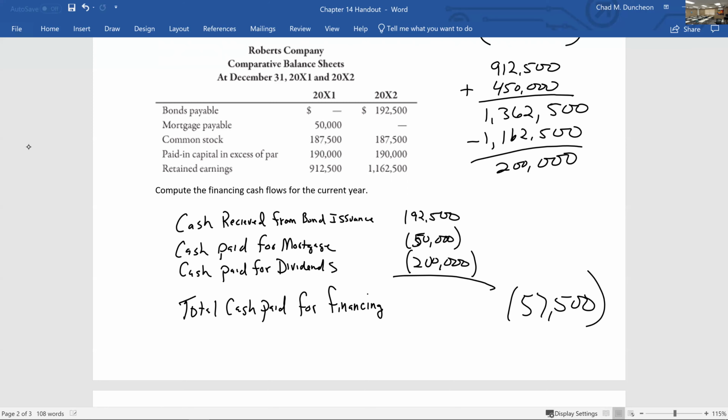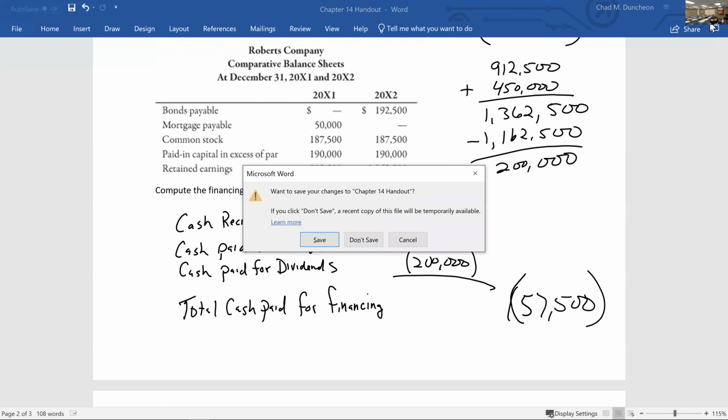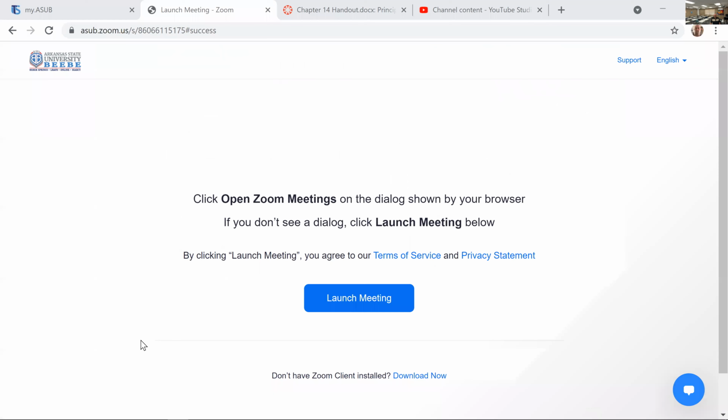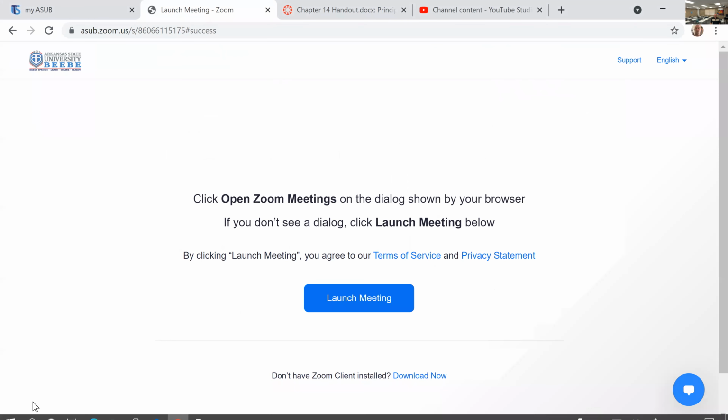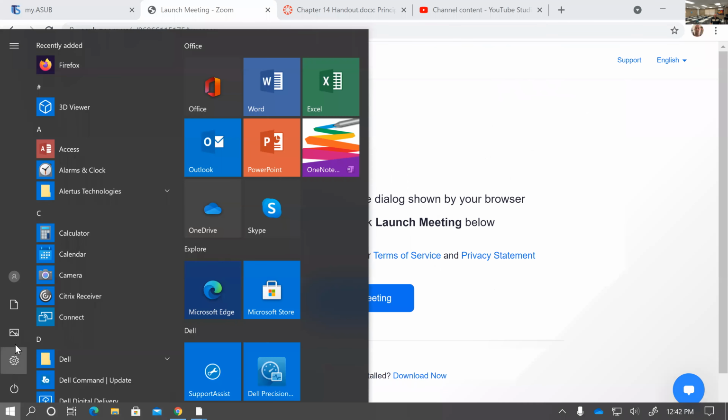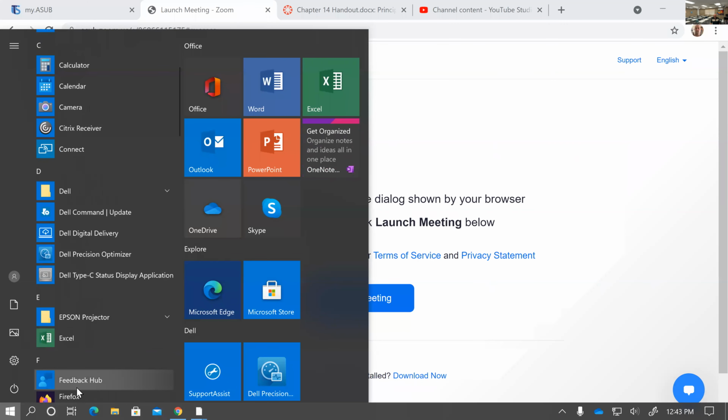Well, we add those together. We get our total cash paid for financing, because again, it's a negative of 57,500. And I'm gonna bring up another screen real quick. The last one is to make a statement of cash flows. So I'm gonna get you some line paper up here, so I'm writing it.